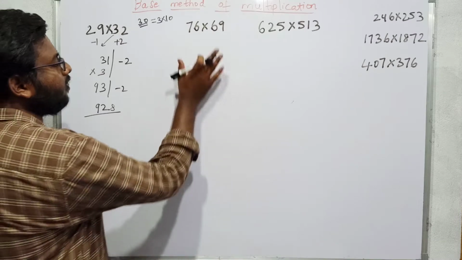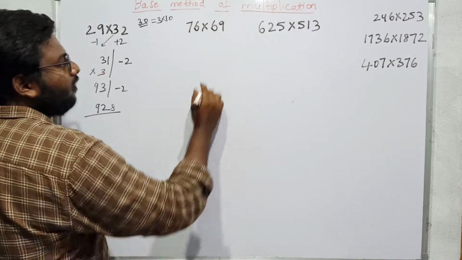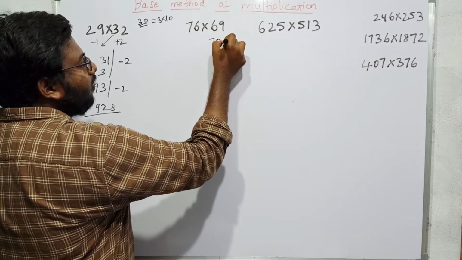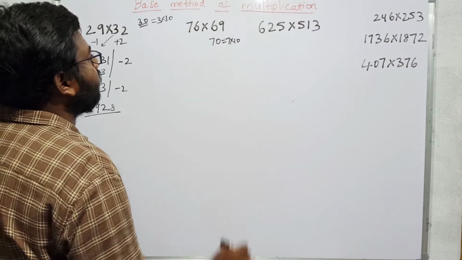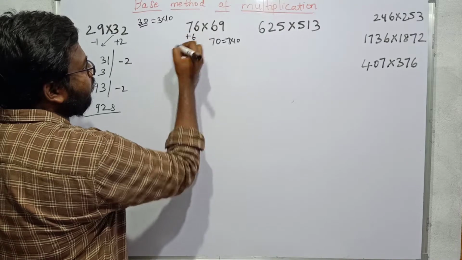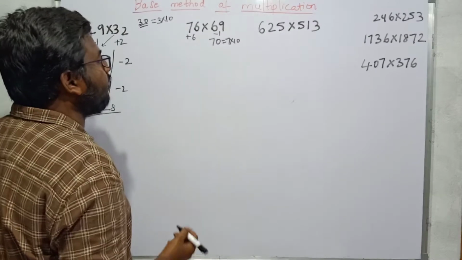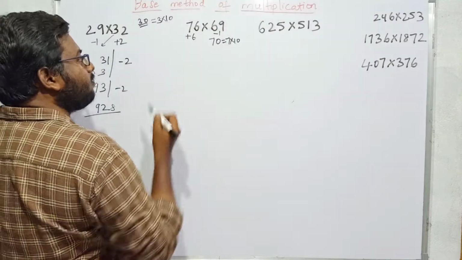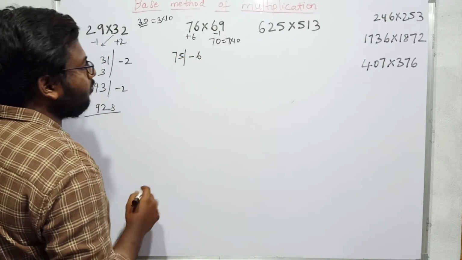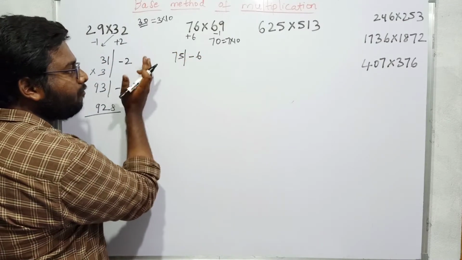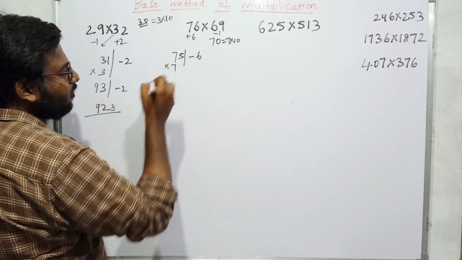If I have to calculate this, this is near the base number 70, so I will use 7 as the multiplication factor and 10 as the base number. So what do I get? This is +6 far from 70, this is -1 far from 70. If I operate on the small number, I will get 75, this is -6. So I have to settle this part first, that means I have to multiply this with 7.